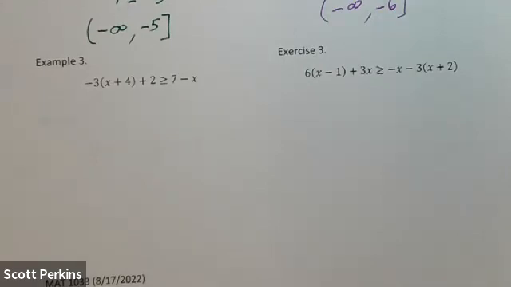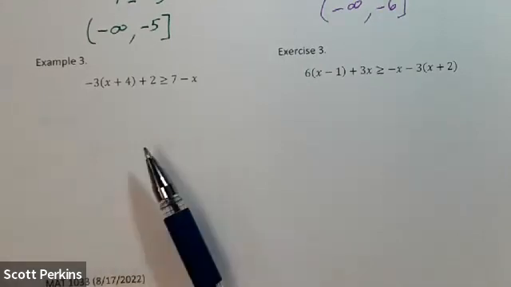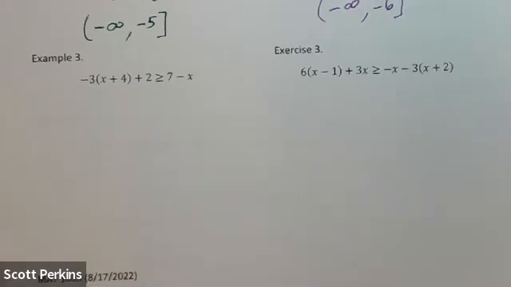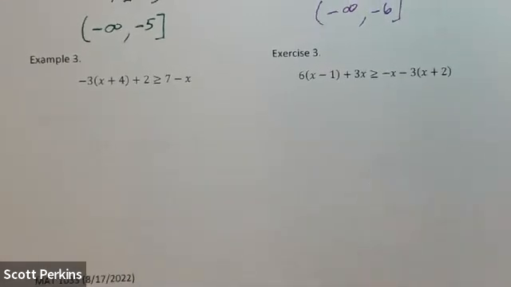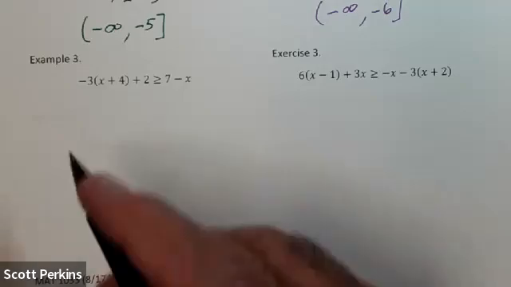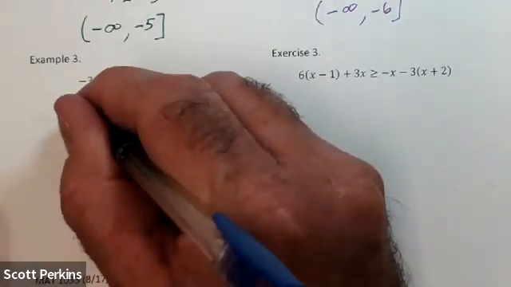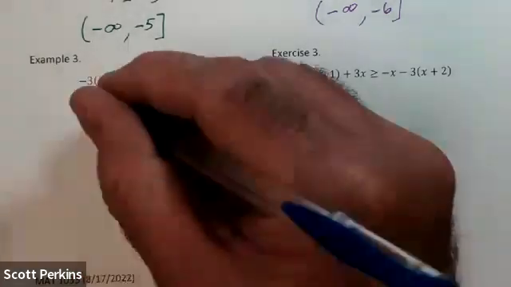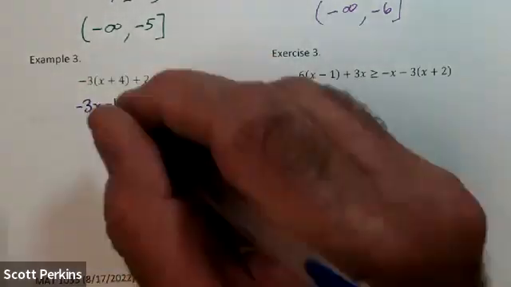So example 3. What did we say last time is the first thing that should attract my attention on this problem? Yeah, the parentheses. Let's distribute. So -3 times x is -3x. -3 times 4 is -12 plus 2.